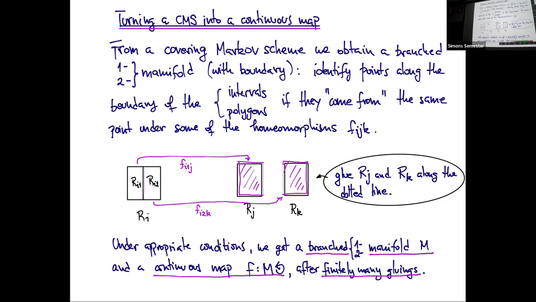And if you add some reasonable conditions, every time you have to tear a piece apart to map over two different pieces, you just glue these pieces so as not to have discontinuities anymore. And then the result of this gluing is a branched one or two manifold.